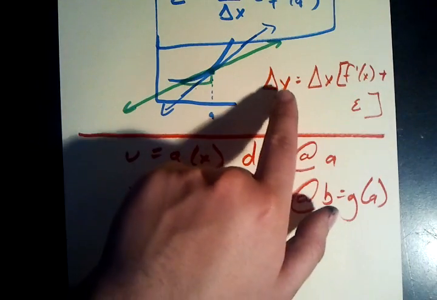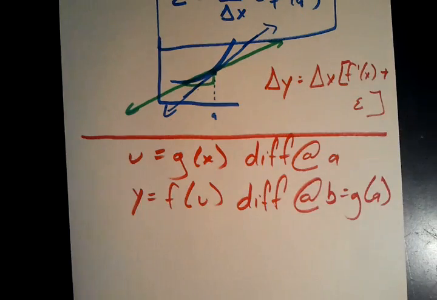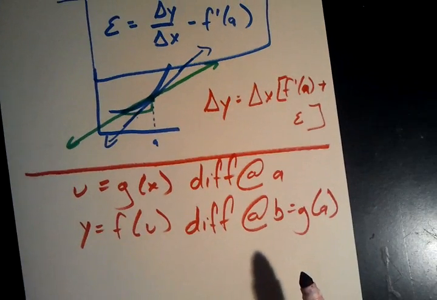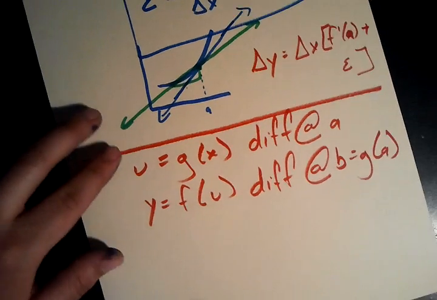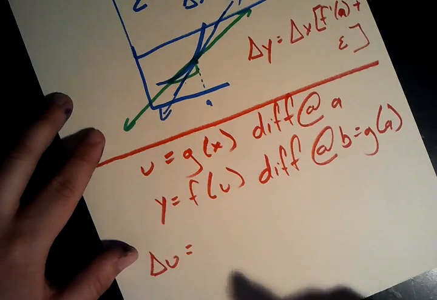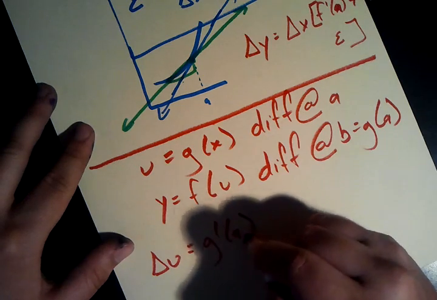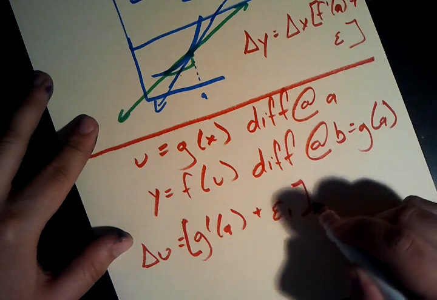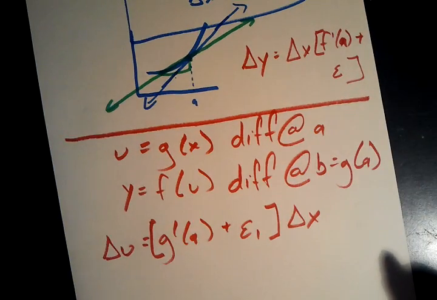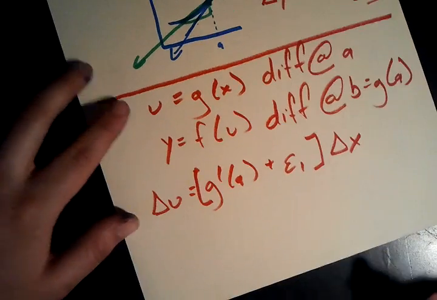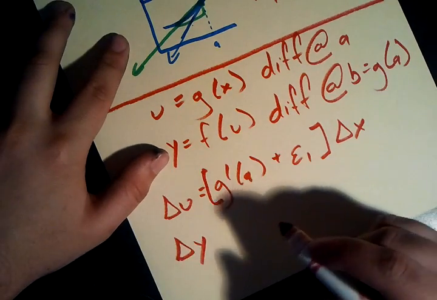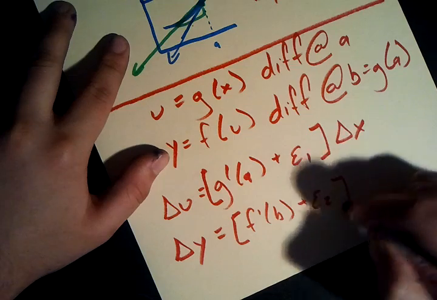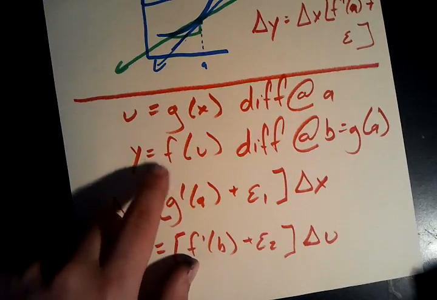So see how here y is f of x, which is why this is f prime of x. This should actually be f prime of a, sorry, because this was a. So we're going to use the same concept for u. So we're going to say delta u equals g prime of a plus epsilon 1, because there's going to be a second epsilon, and all that times delta x. And remember, it's delta x because u equals g of x. And then similarly, we're going to define delta y as equals f prime of b plus our epsilon 2 times delta u, because y equals f of u.